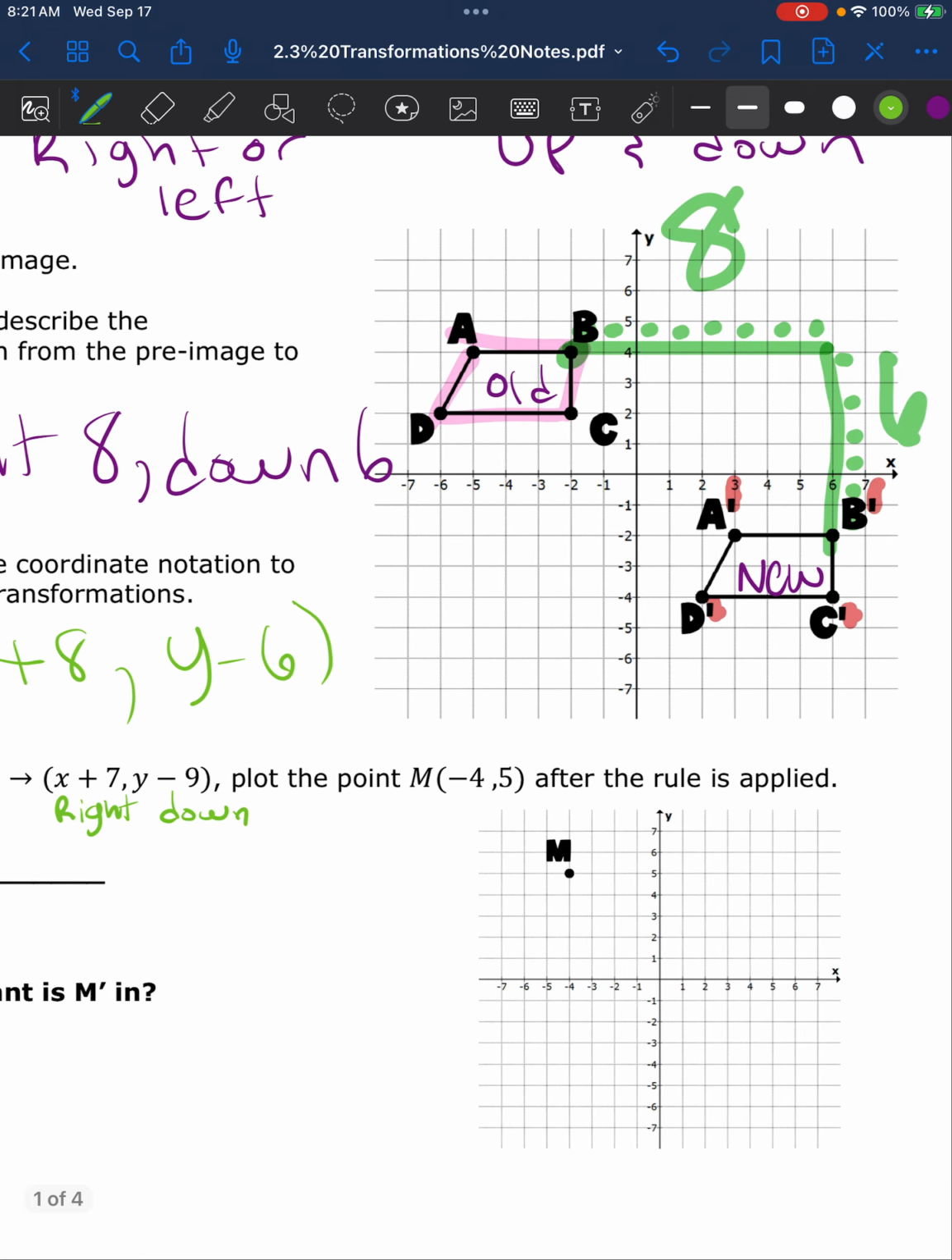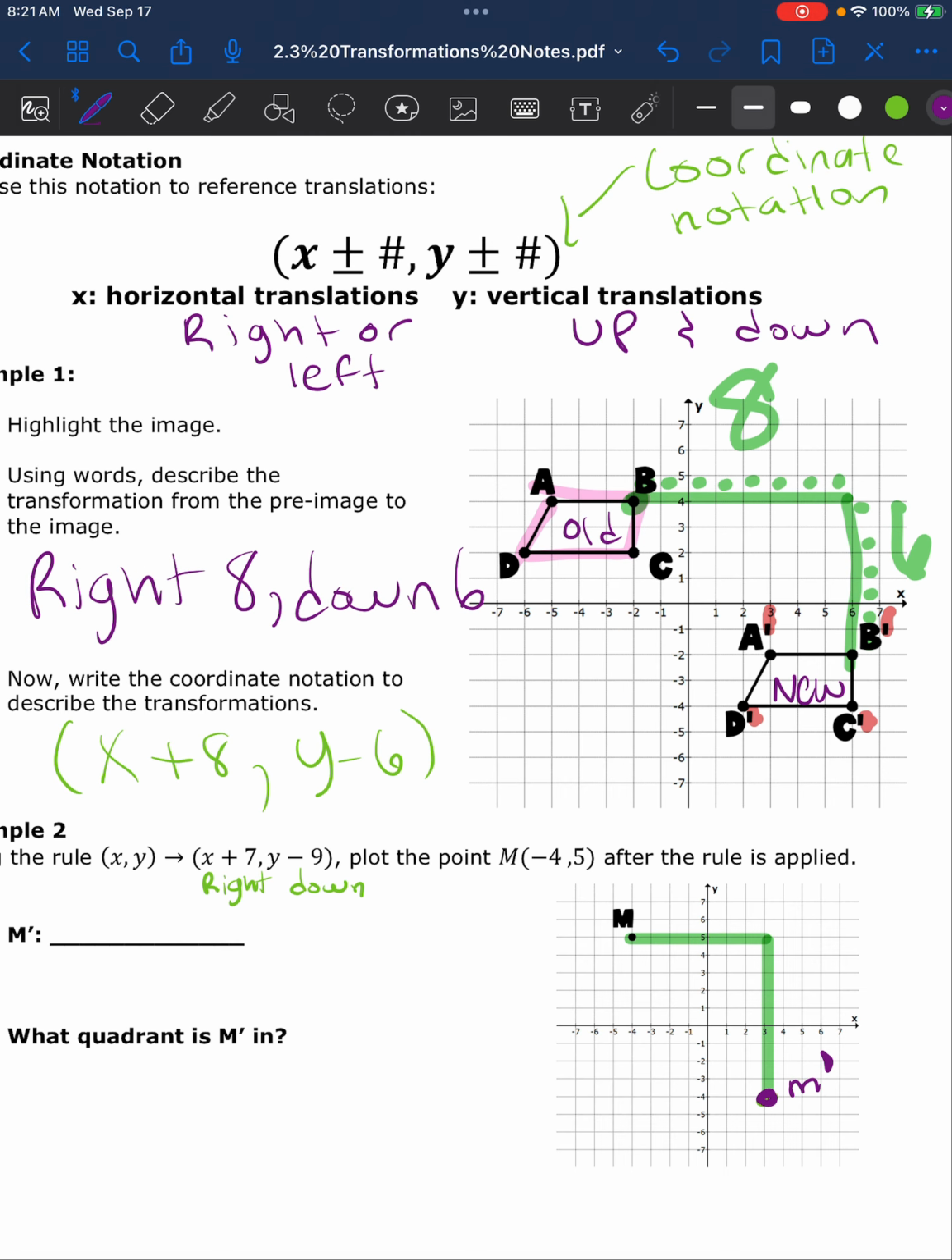So then from negative 4, 5, we're going to go right 7. 1, 2, 3, 4, 5, 6, 7. And then we're going to go down 9. 1, 2, 3, 4, 5, 6, 7, 8, 9. All right, so my new M is at 3, negative 4. And then we're going to put the little apostrophe because that indicates that it's new. And then it says what quadrant is M' in. So M prime is in the 4th, because if you make a big C, this is 1, 2, 3, 4.